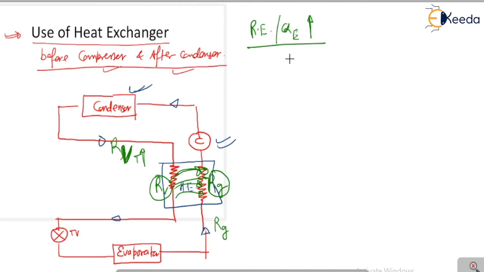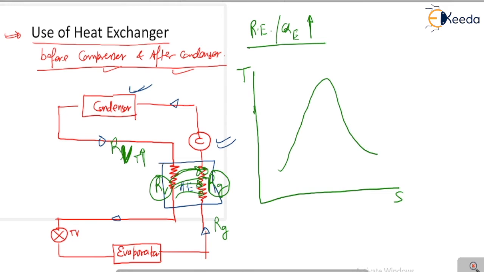Okay, so if we are going to plot this diagram over the TS scale, this is your T scale, this is your S scale, and this is your saturation curve. And this is your graph. This type of graph is showing just like that.